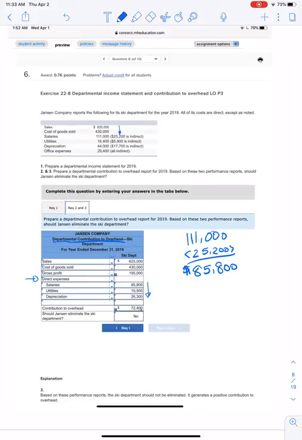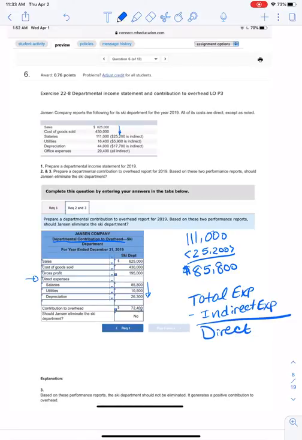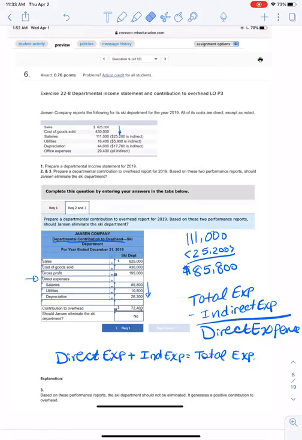So if I take total expenses minus indirect expenses, what I get is my direct expenses. Now, this can also be rewritten to show the addition. So you could say direct expenses plus indirect expenses equal total expenses. However you need it is fine, but in this case, this right here will work. So that's all we've got to deal with there.